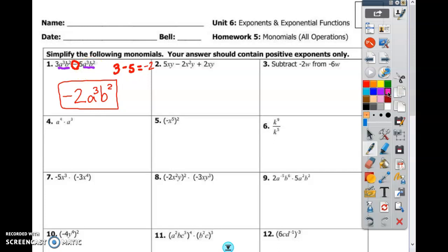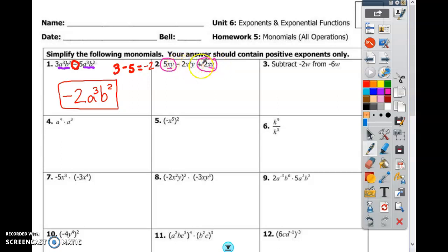So like for instance, if we look at problem number 2, this one has xy, this one has x squared y, and this one has xy. Well, these two are the same. This one looks like it would go with them, but it doesn't because it has that square. So because of that square, they're not the same. So the only two things that I can combine are 5xy plus 2xy.